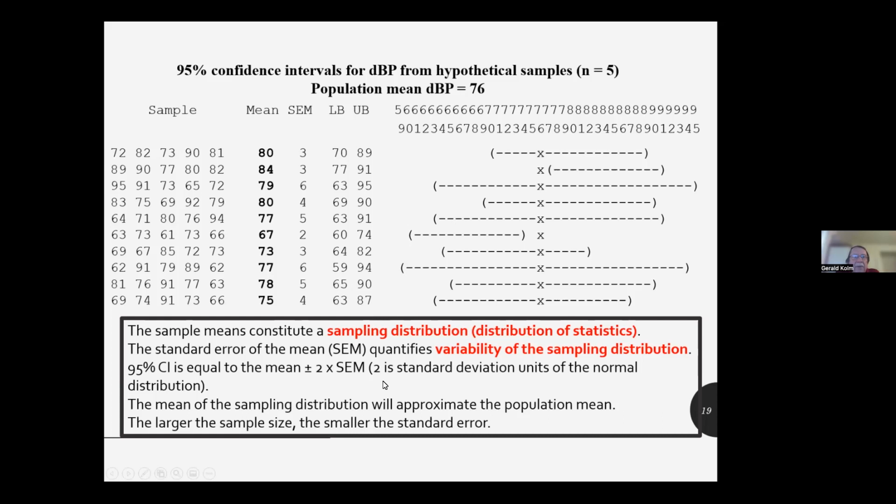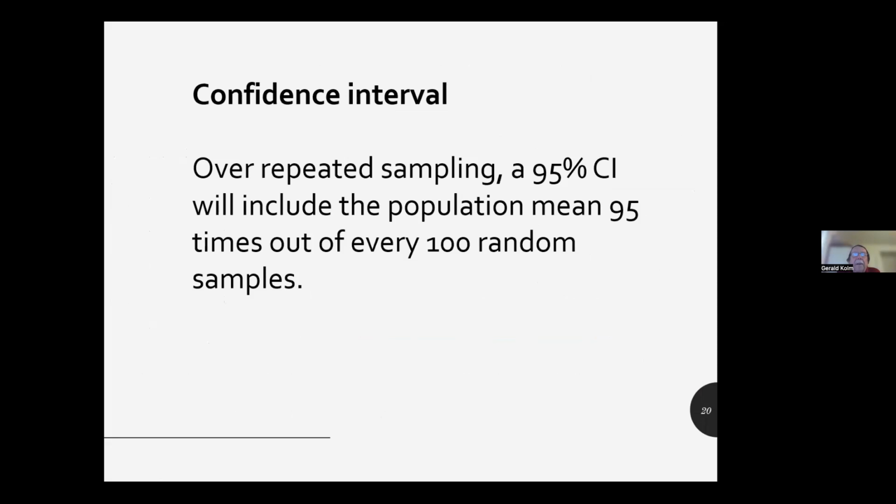And so as I mentioned before, the mean of the sampling distribution, in other words, the mean of all these means over an infinite number, will approximate the true population mean. And the larger the sample size, the smaller the standard error. And so this is just in words what I have in the illustration in the previous slide: over repeated sampling, or over an infinite number of samples, a 95% confidence interval includes the true population mean 95 times out of every 100 random samples.